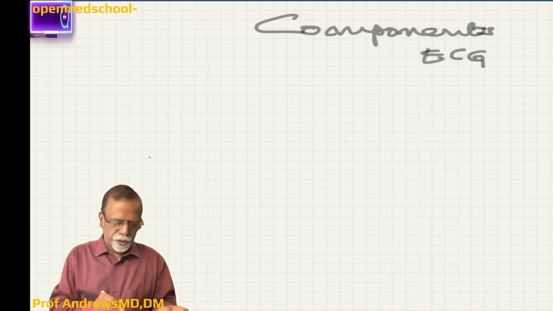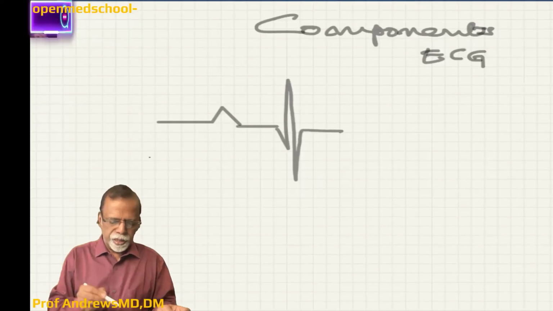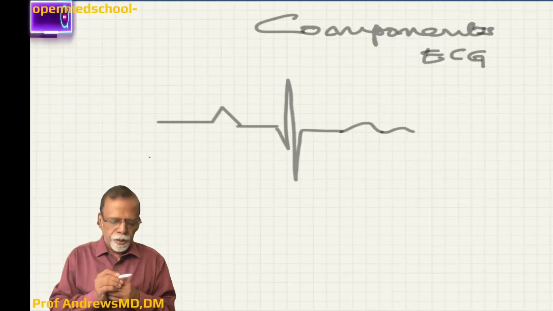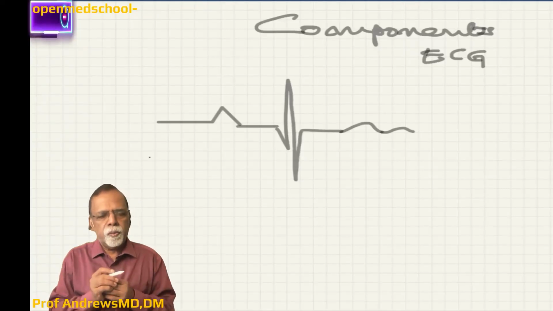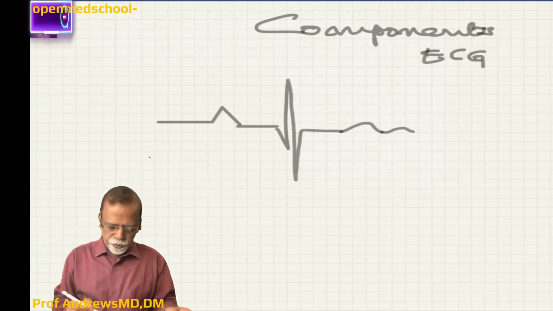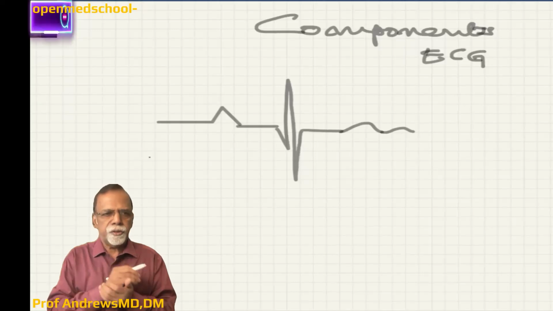So, a normal ECG will look like this: a P wave followed by electrical silence, the QRS complex, then electrical silence, the T wave, and sometimes another wave, the U wave. This is the normal appearance of the ECG. Let us look into the electrical foundation for this.